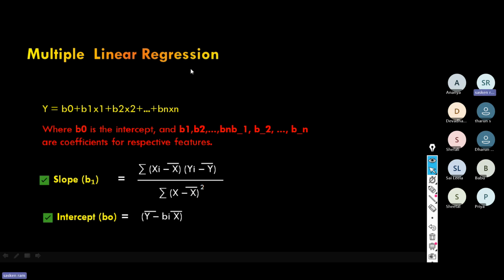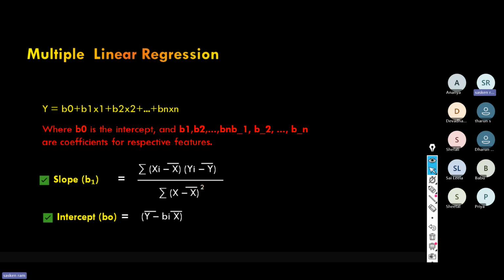Now let's take a digression for a moment to understand the formulas of the slope and intercept. What is the slope formula? It is the sum of (X minus X bar) into (Y minus Y bar), divided by the sum of (X minus X bar) whole squared. That is the formula for the slope. And the intercept is Y bar minus B1 into X bar. So what is this?